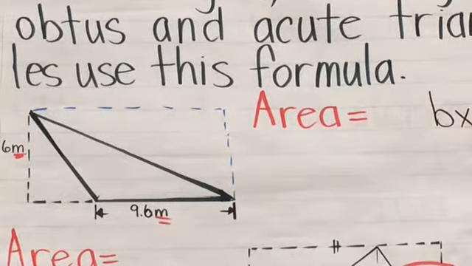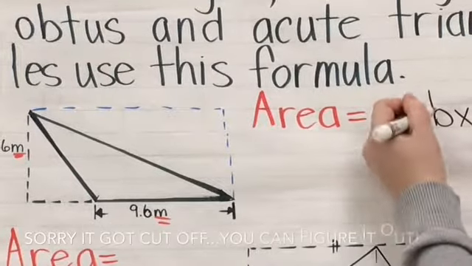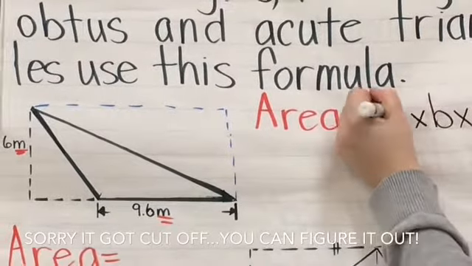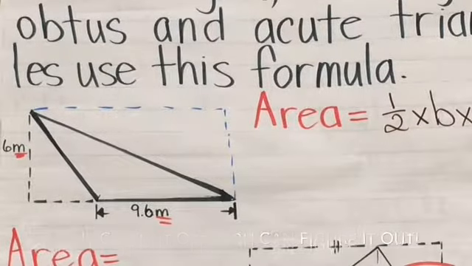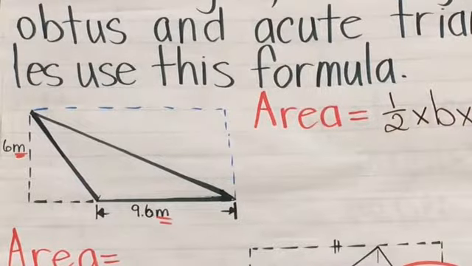But because a triangle is half of a rectangle or a square, we also have to include this multiplied by 1/2. You can also put 0.5. I like to put 0.5 in the calculator because it saves me a button. But when I write it in the actual formula, I want people to see that I'm recognizing that a triangle is half of a square.